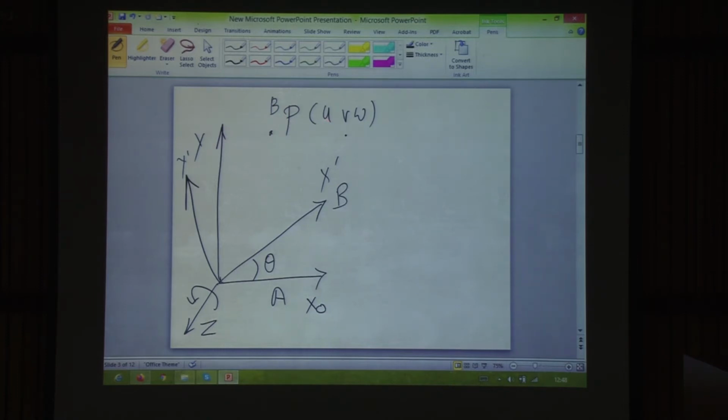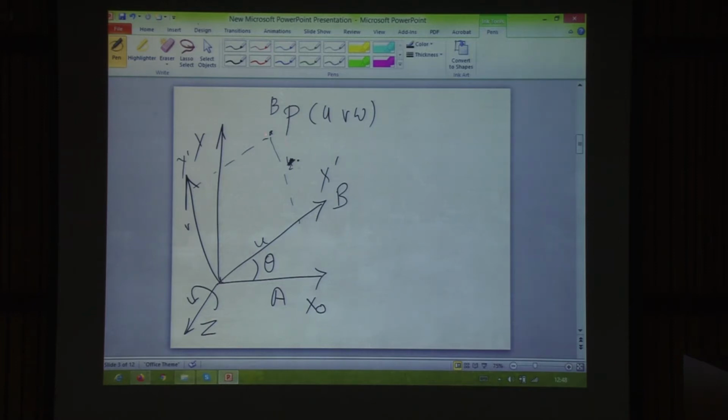What does this mean? That the projection on this is U, that is V. Sorry, this is my U, not that one. Okay. So, this is my U and that is my V. This is what it means, UVW. What is W? W is in the z direction. That is the meaning of UVW.